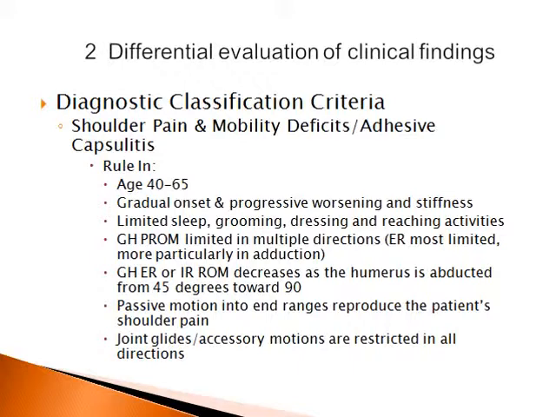Glenohumeral external rotation or internal rotation range of motion decreases as the humerus is abducted from 45 degrees toward 90. Passive motion into end ranges will reproduce the patient's shoulder pain. Joint glides should be restricted in all directions.